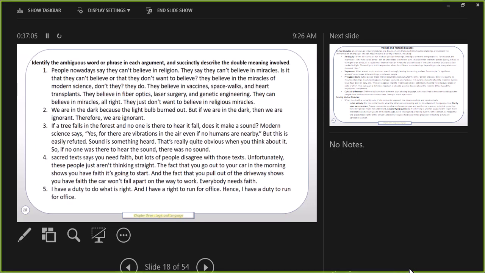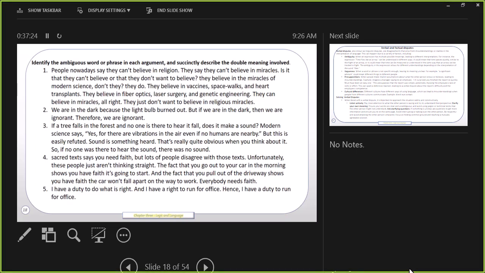The same thing is true for the second example. Your name? Konda, yes. Read. We are in the dark because the light bulb burned out. But if we are in the dark, then we are ignorant. Therefore, we are ignorant. Very good.